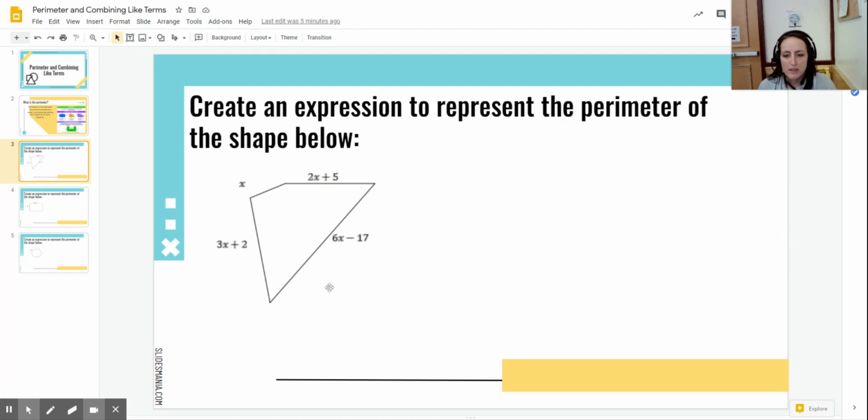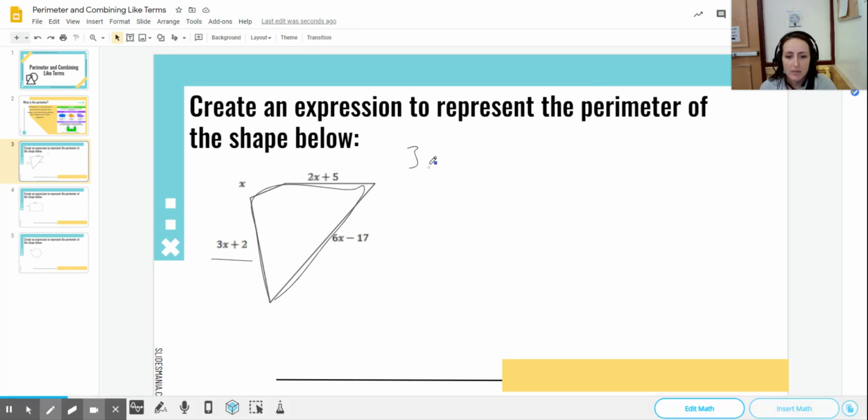This shape is some crazy looking shape. It's nothing special, but it doesn't much matter, because all we're doing is saying, okay, if I walk around this shape, what's my total distance? Well, my total distance would be 3x plus 2. So we have 3x plus 2.